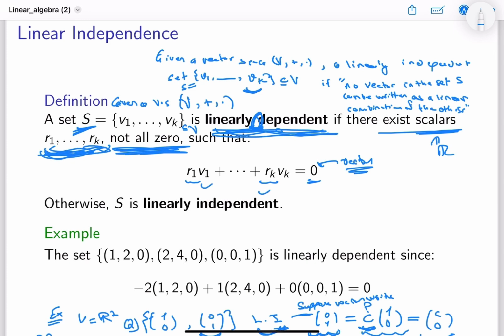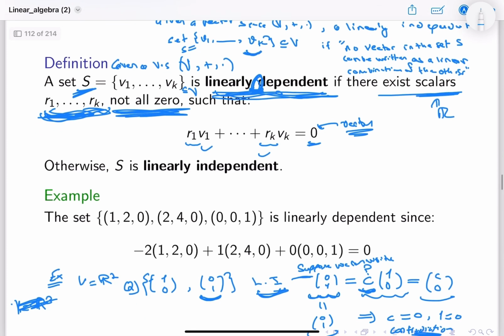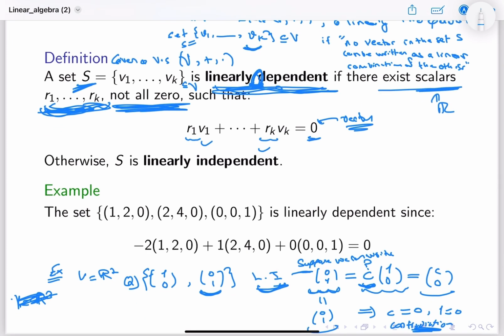So let me just give an example to refine what I just said. Okay, so let's take, for example, V to be the vector space R cubed, the set of tuples of size 3, right? So let's take the set S to be the vectors (1, 2, 0), (2, 1, 2), (4, 0, 0), and (0, 0, 1). And this is going to be contained in the vector space V.